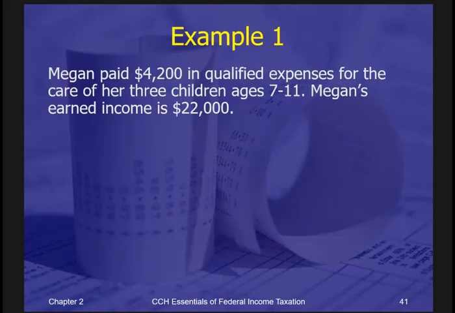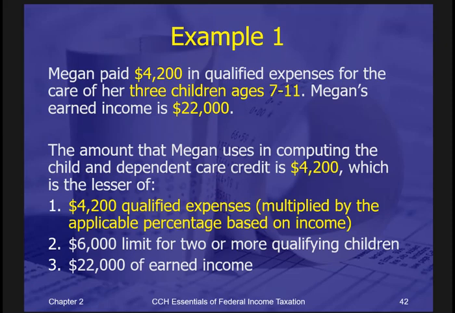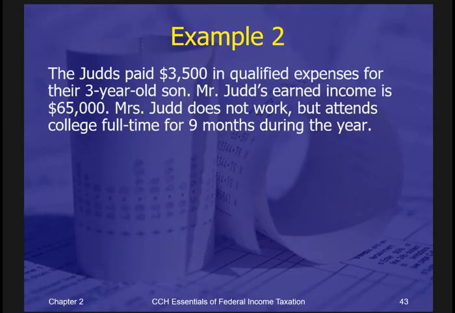So, a couple of examples here. Here's our qualified expenses. We have 3 children. Her earned income is $22,000. $4,200 is the lowest of the 3, so that's what you would use to calculate your credit.